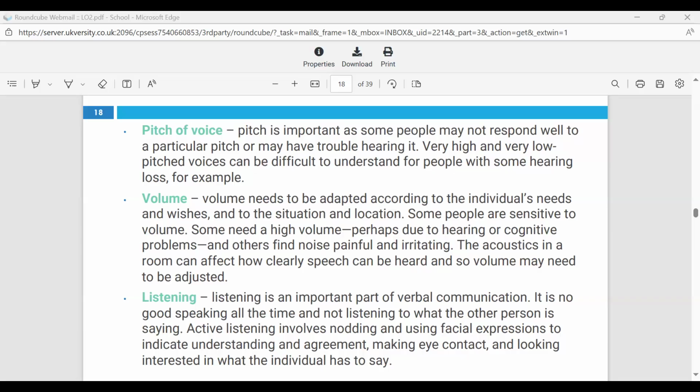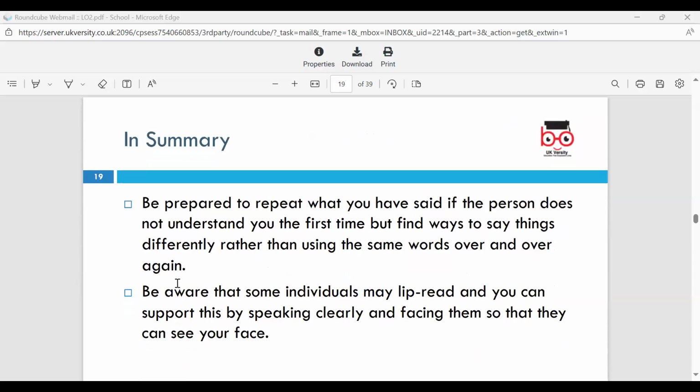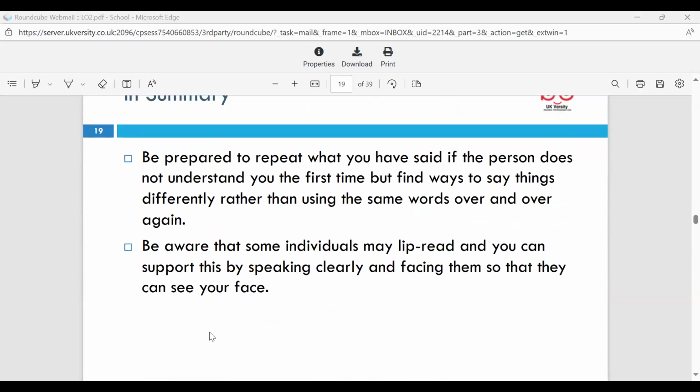And then listening. This is a really important part. You're actively paying attention to the individual and understanding what they're saying, which is a crucial part of verbal communication. You're fostering that connection and building trust with them. So be prepared to repeat what you've said if the person does not understand you the first time. It's really important, especially if you have to lip read. You need to support every learner, every individual, especially within health and social care.